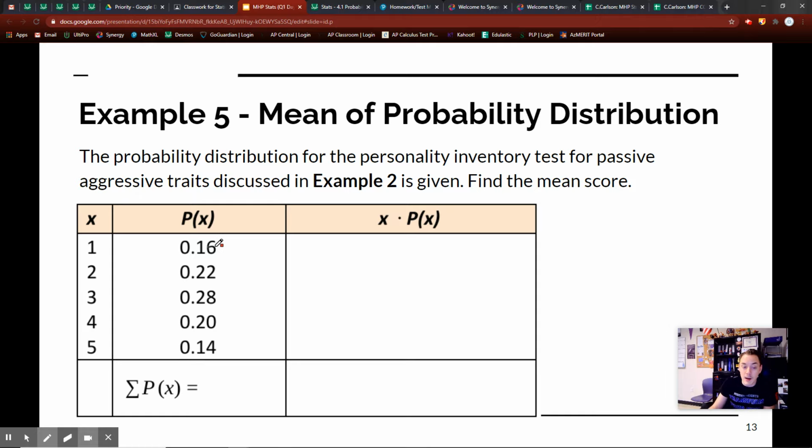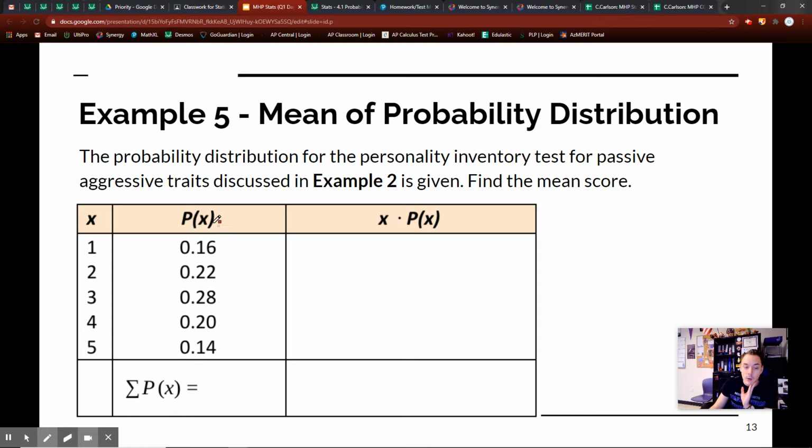We got these probability distributions when we took the frequencies and divided by the total number of frequencies. So we got this probability right here. I hope you remember that. Just scroll back. Example 2-1, the industrial psychologist administered a personality inventory test. It's about the passive aggressive traits. That's the one we did.